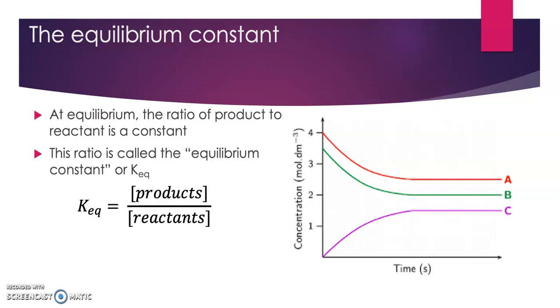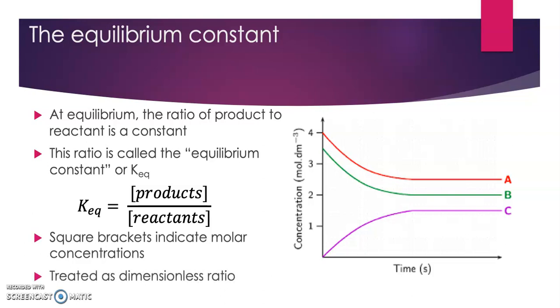In a very broad way, we can say that the equilibrium constant is the ratio of the concentration of the products over the concentration of the reactants. And this gives us a lot of information about what we have at that equilibrium position once we've established equilibrium. We use square brackets to indicate molar concentrations, and we report it as a dimensionless ratio. So we're not going to have any units for a KEQ, just a number.